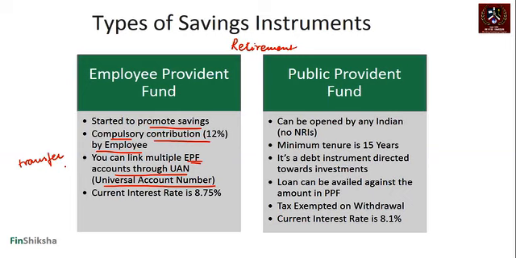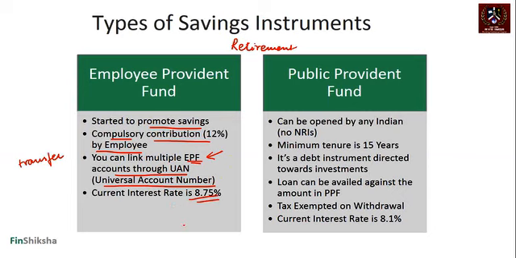So either I transfer the money or I let it lie where it is. Now, if you let it lie where it is, it stops earning interest beyond a point, right? So you want to try and either transfer that money. Now you can link all these EPF accounts using what is called a universal account number. So every time there's an EPF account opened, you get a universal account number and you can link all your accounts under that. Current interest rate is 8.75%.